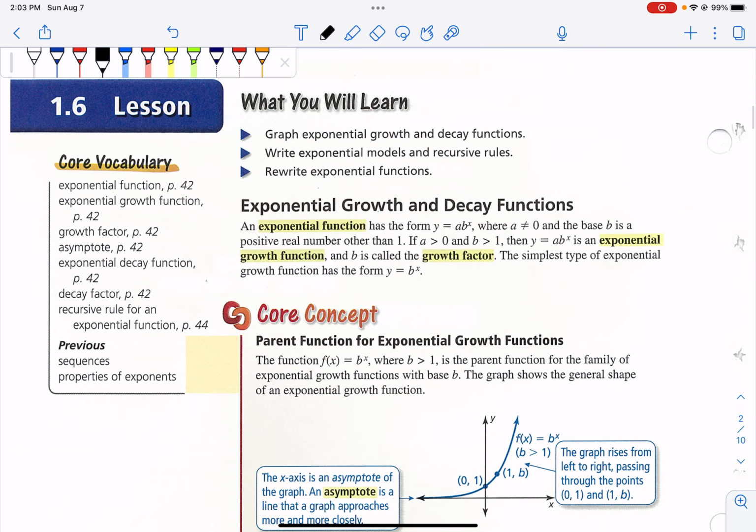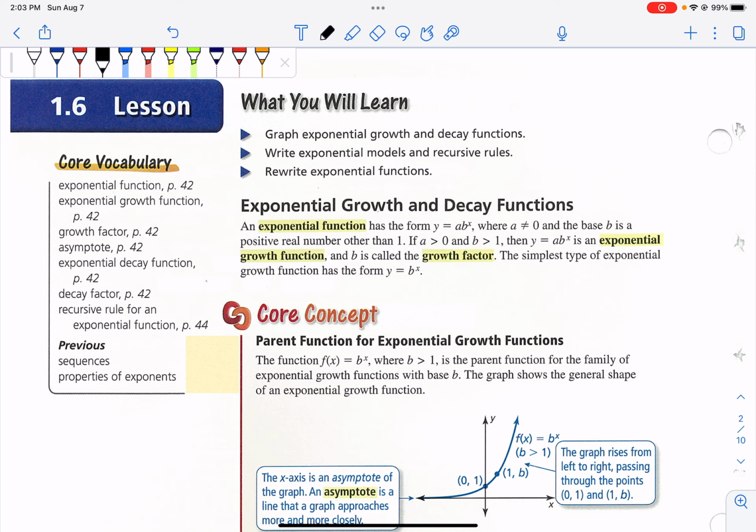A couple of things that you need to know going into this. Really, we don't need to worry about too much of this previous stuff. We'll cover it all through our examples here. So let's talk about exponential growth and the exponential decay functions, okay?